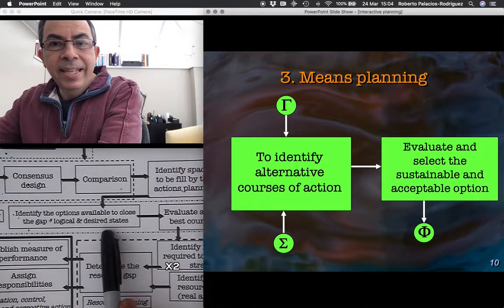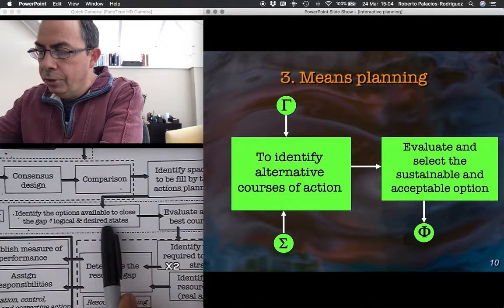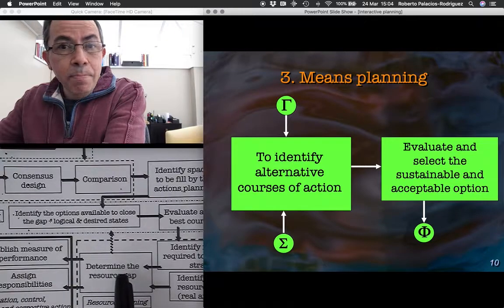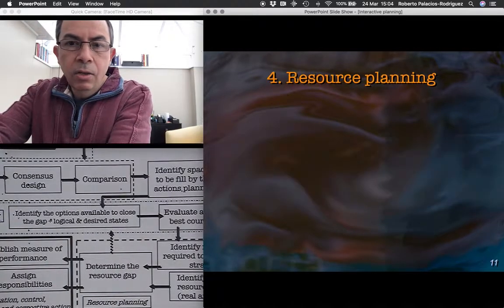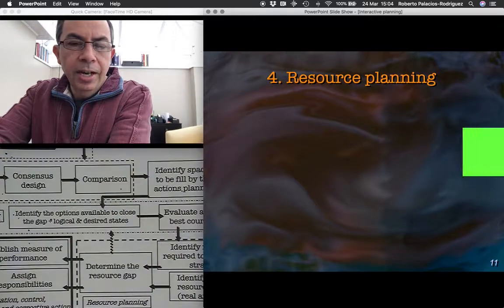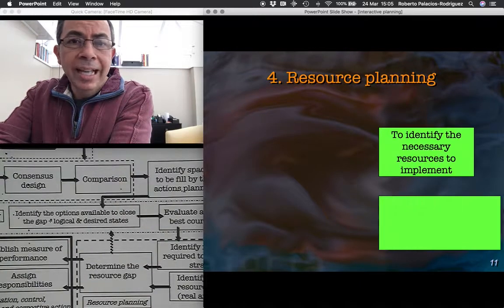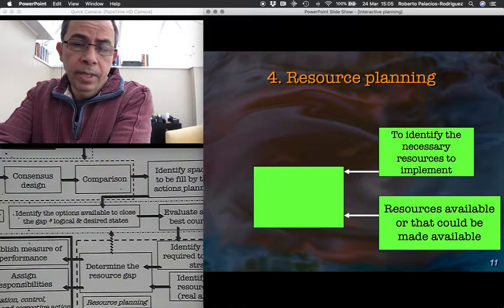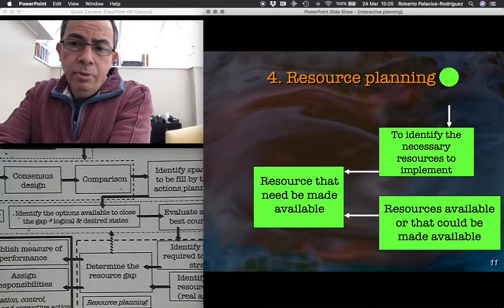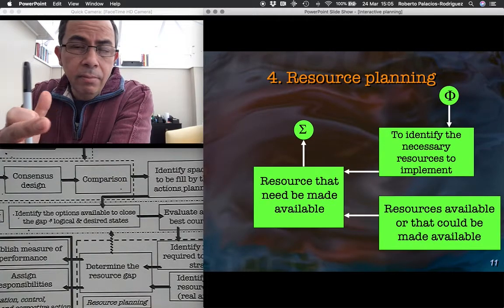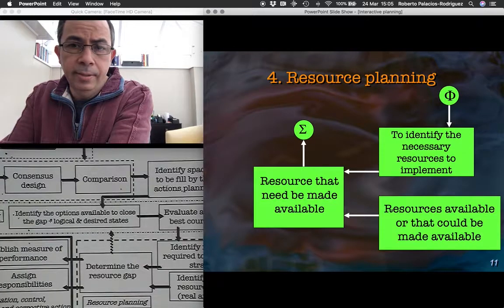I have these alternative courses of action. Over there, I have the resources. It might be that on this 4th stage, I identified that all the resources required cannot be made available, right? Probably I'm daydreaming, or the dream is too difficult for me to achieve, right? Or those resources simply don't exist.